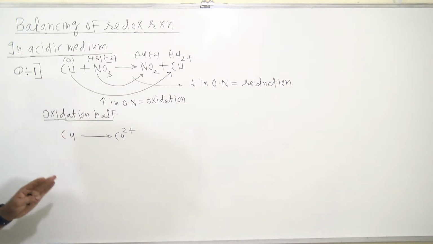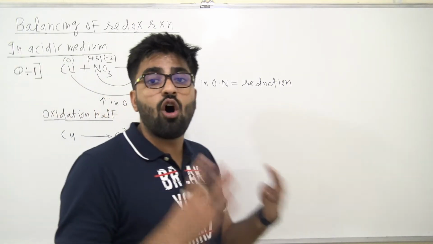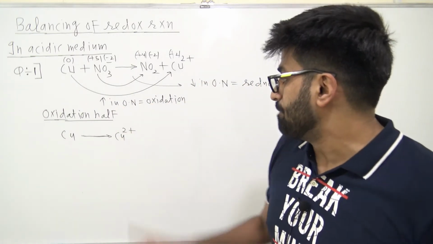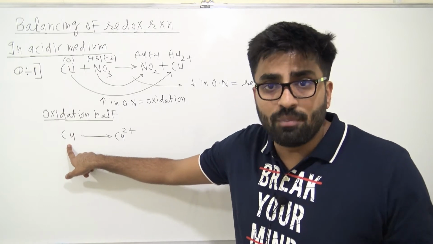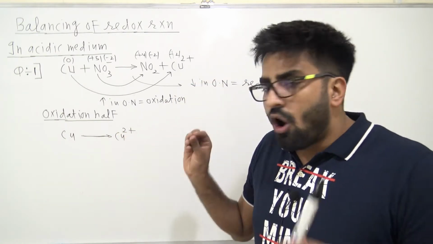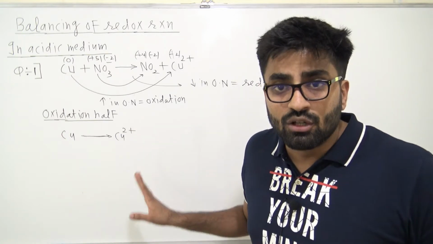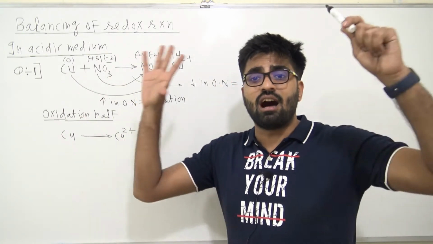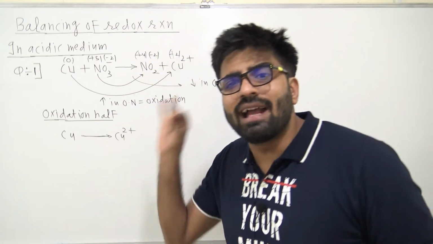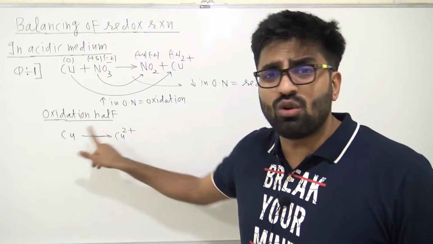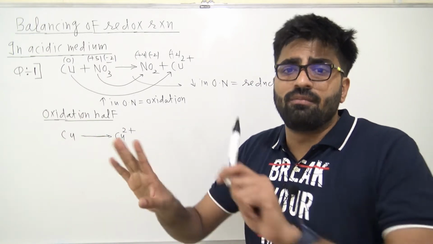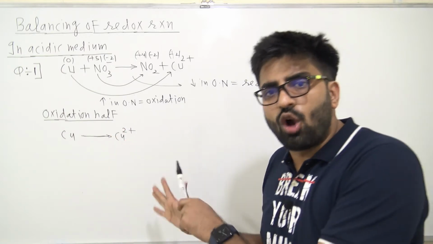Now in the oxidation half, first of all, you balance all the atoms except hydrogen and oxygen. How many coppers are there? There is one copper in the reactant side and one copper in the product side. So copper is already balanced here. Whether it is the oxidation half or the reduction half, first you balance all the atoms except oxygen and hydrogen. Since there is no oxygen and hydrogen here, and copper is also balanced, we have balanced all the atoms, because only copper is there.